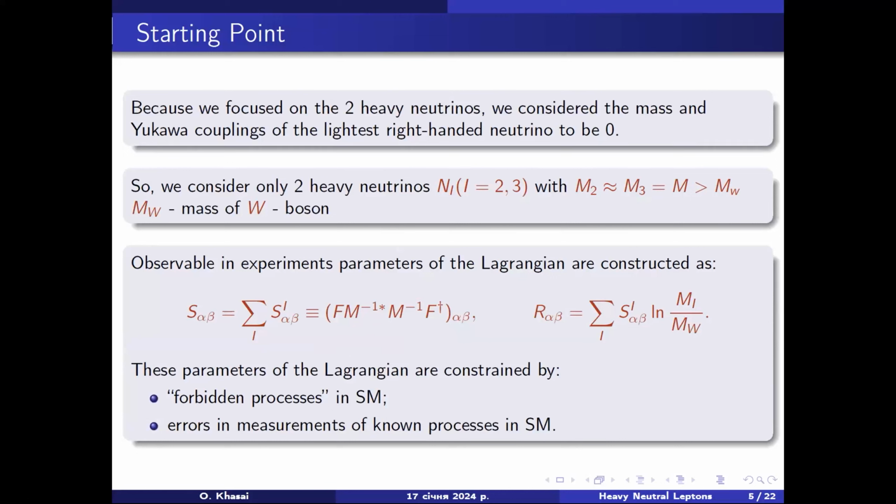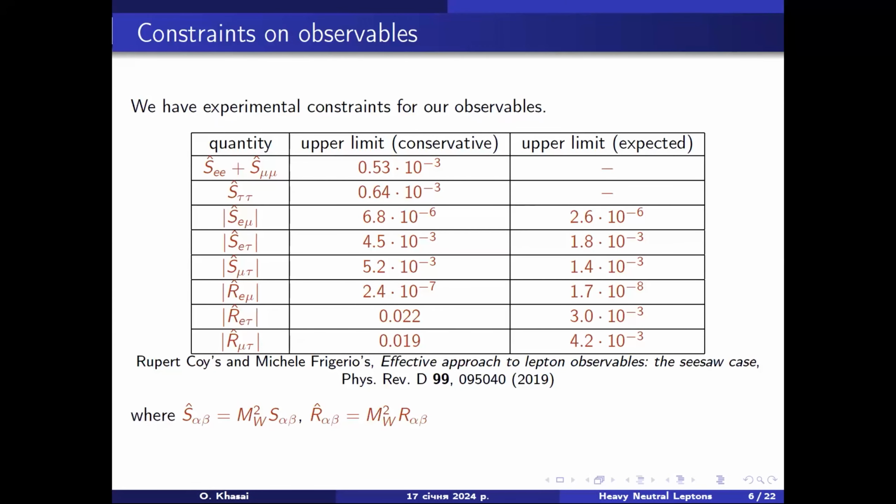The two heaviest right-handed neutrinos are responsible for baryon asymmetry, so we can consider a model with only two right-handed neutrinos. The values observed in experiments look like this, S alpha beta and R alpha beta. And they are limited by quantum corrections to processes that are allowed in the standard model and corrections that generate processes that are forbidden in the standard model. Upper bounds on the quantities from present and future experiments are presented in the Cohen-Frigerio paper, and you can see them on this slide.